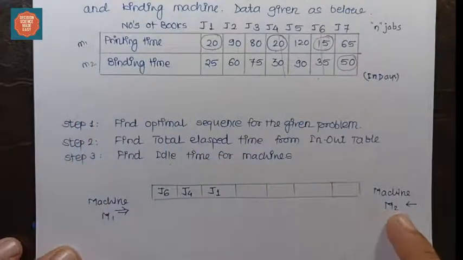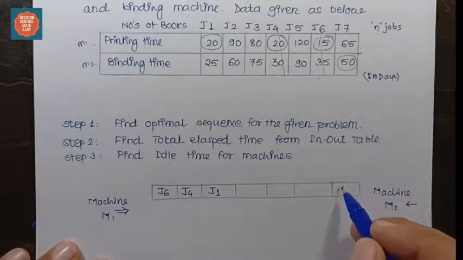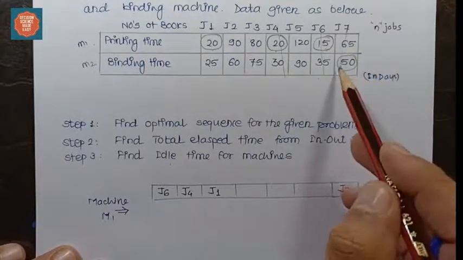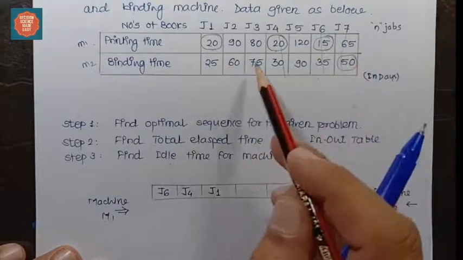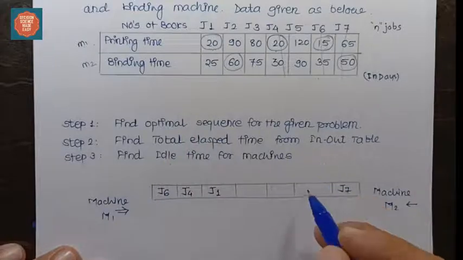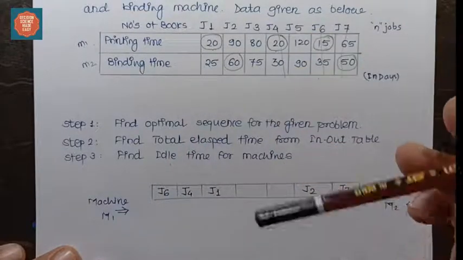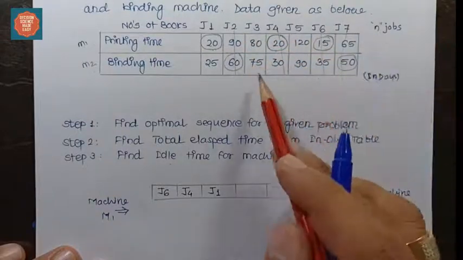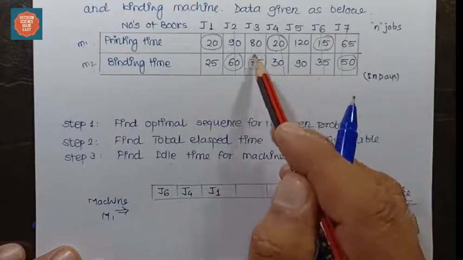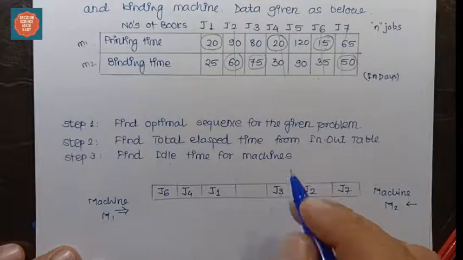All the entries that belong to machine M2 should be written on the right hand side. So I'll just write down J7 here. Again this will be eliminated. Next smallest element is 60. Again this belongs to machine M2, so I'll write down J2 here. So what is left? I think these two values are left: J3 and J5. The next smallest element is 75. Again 75 belongs to machine M2, so I'll write down J3 here, and what is remaining?